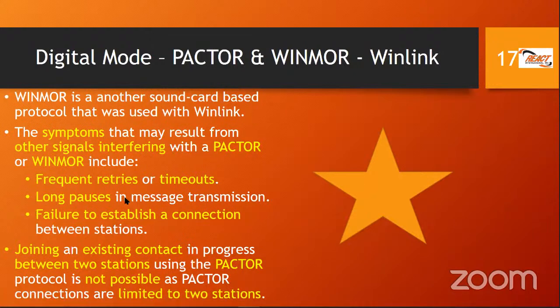Another one would be long pauses in the message transmission. It's taking a very long time. That is an indication that you may have some interfering signals. And of course, last but not least, complete failure to establish a connection. You're trying, and there's absolutely no connection. So that's one of the things it could be. You can have signals that are interfering with you. Of course, there are other reasons, but for the exam, you need to know that these are the symptoms if you have an interfering signal when you're using the digital mode Pactor or WinMor with Winlink.